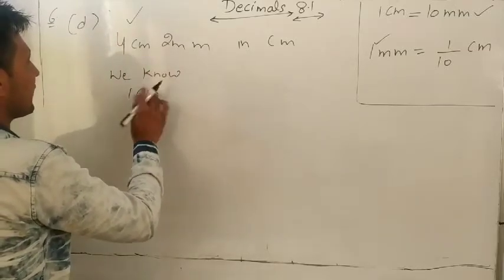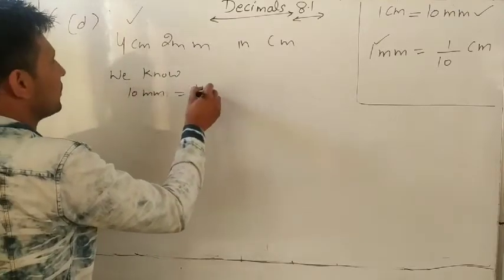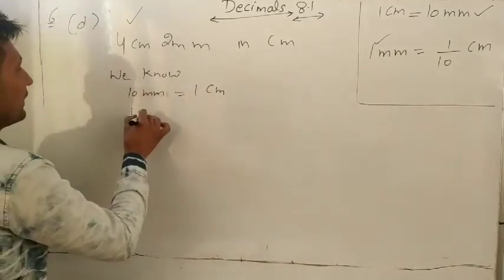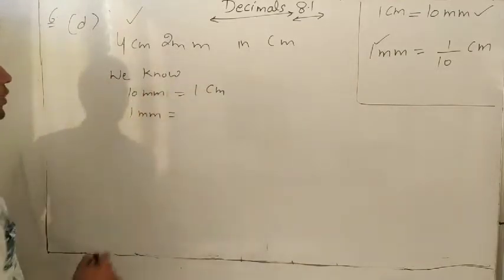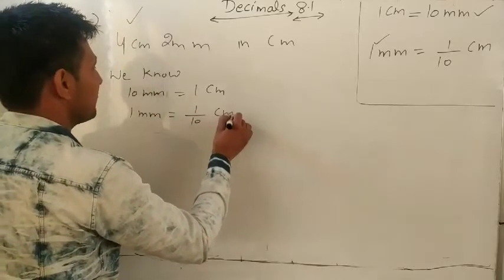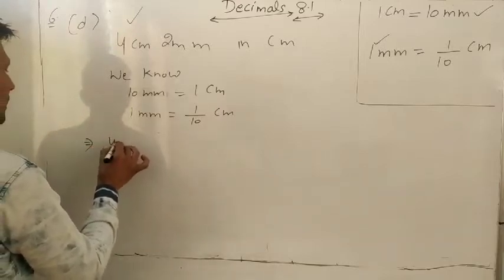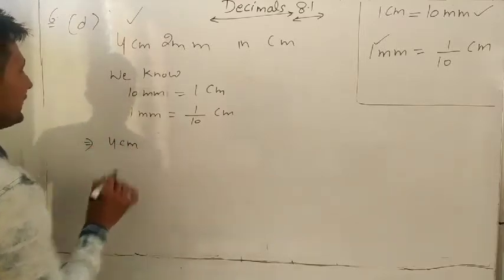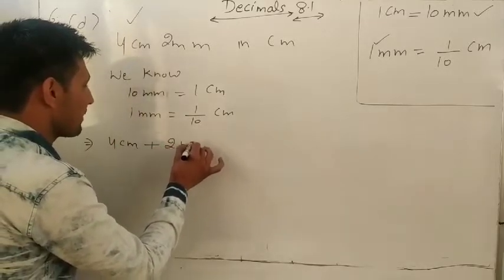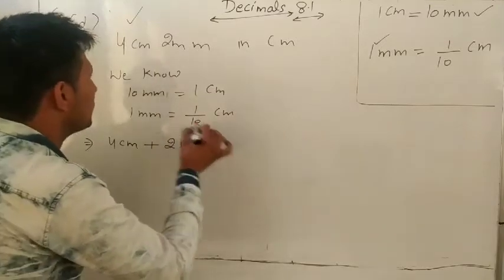1 centimeter equals 10 millimeter, you know. And if you find the value of 1 mm, on the other side divide 1 by 10 centimeter. So it means 4 centimeter, it is already given in centimeter, plus 2 mm. So it is already given in centimeter. We will change only 2 mm.